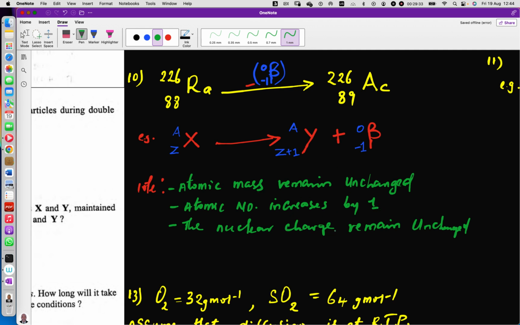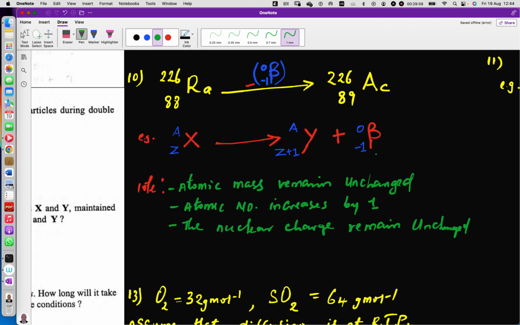The nuclear charge, if there was a nuclear charge of X, will remain unchanged. So the atomic number will usually increase by 1 when it is undergoing a beta decay. That's why I say the mass number will remain unchanged. The atomic number will be X plus 1. It will increase by 1.